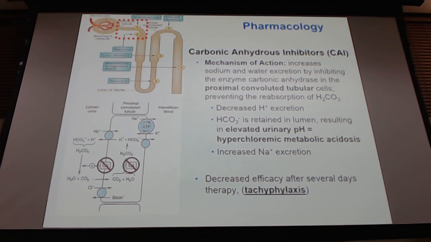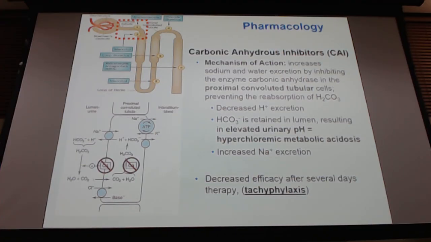The carbonic acid is also retained in the lumen because it can't turn into water and carbon dioxide, where they'll go back and keep making that cycle. The reason for the cycle is to bring sodium into the cell, but since you don't have that mechanism going on anymore, you'll have increased sodium excretion.